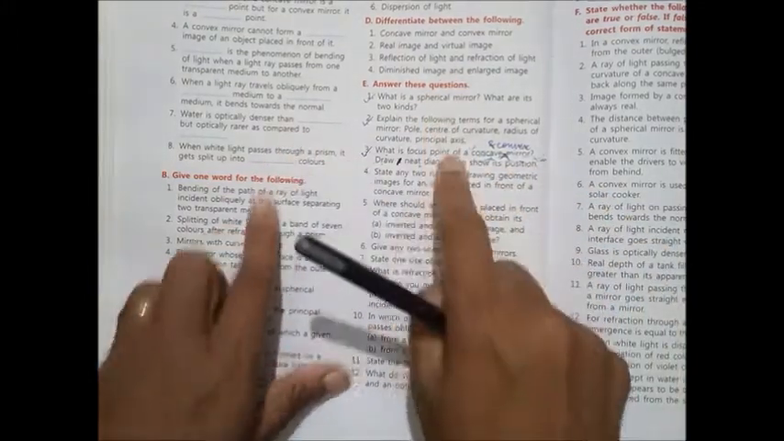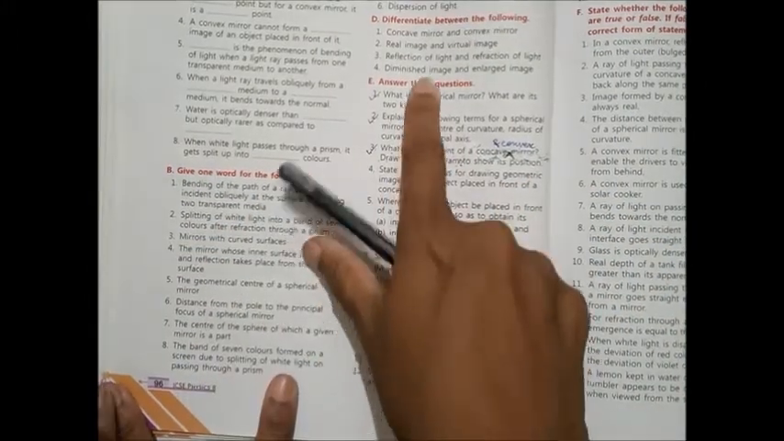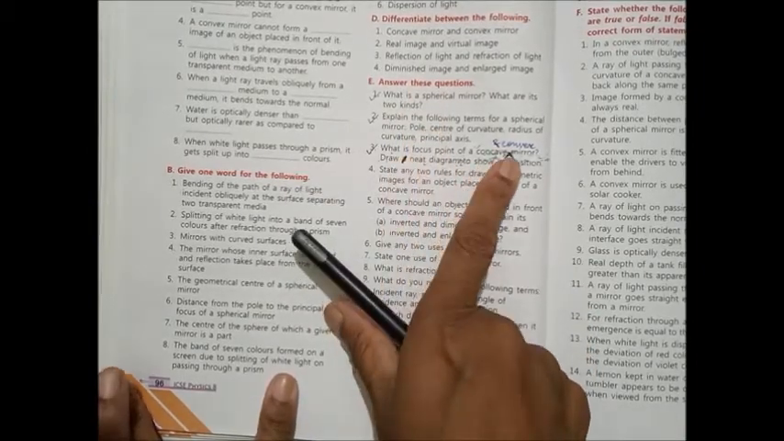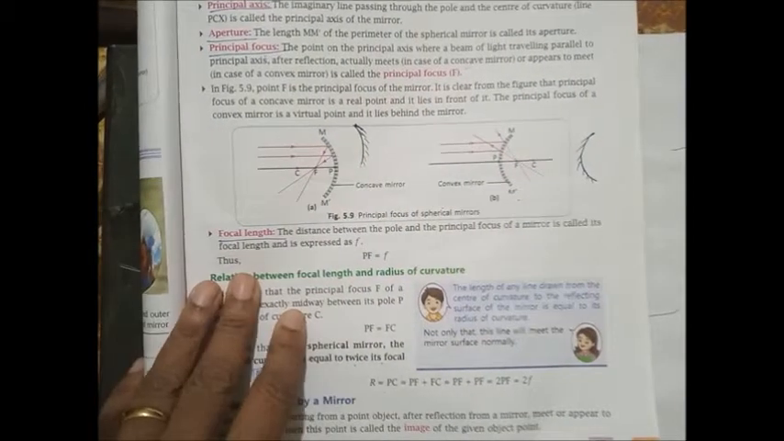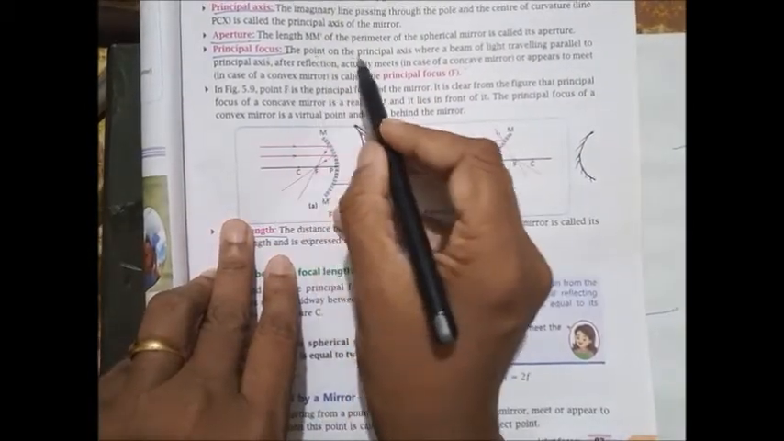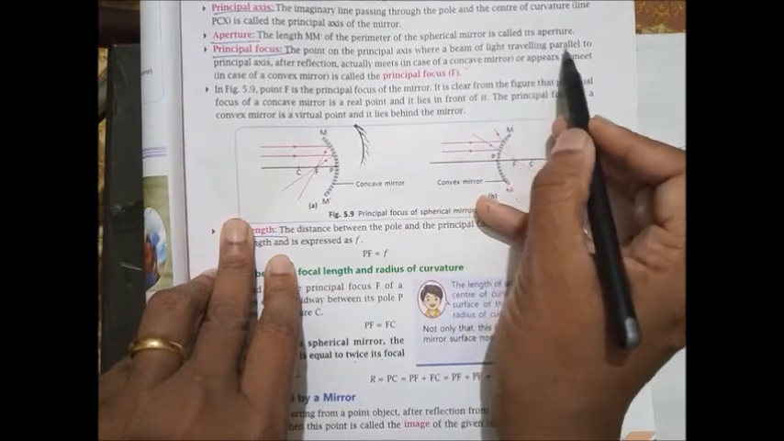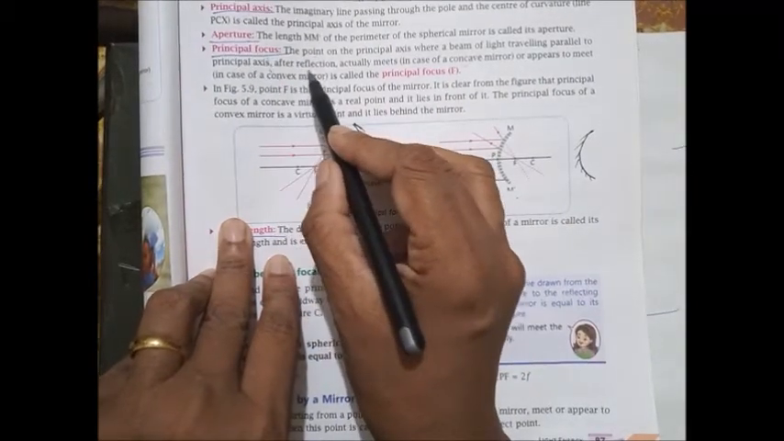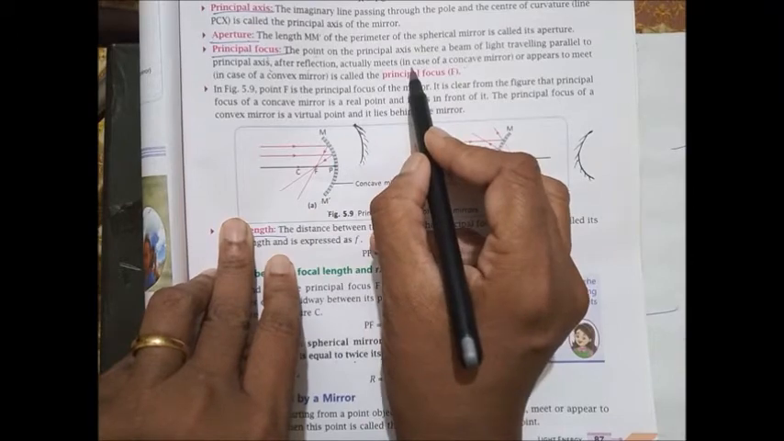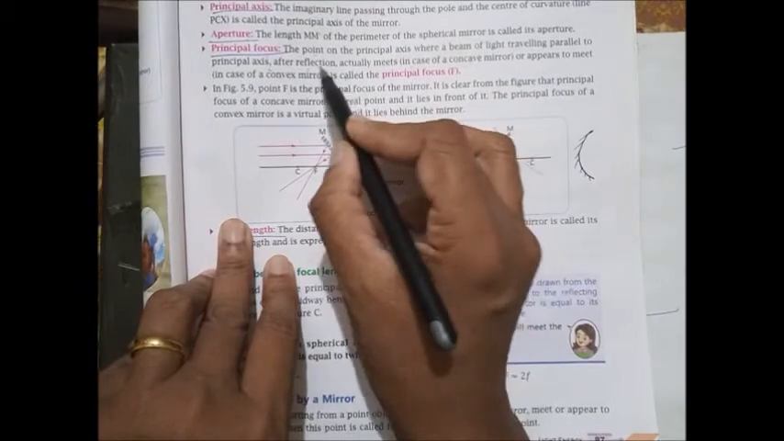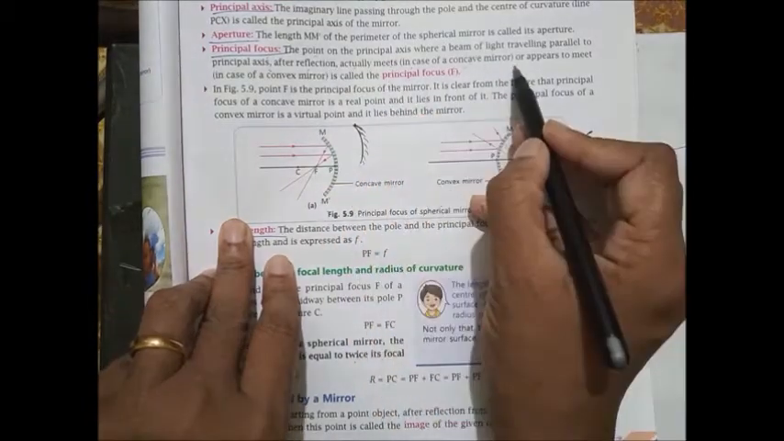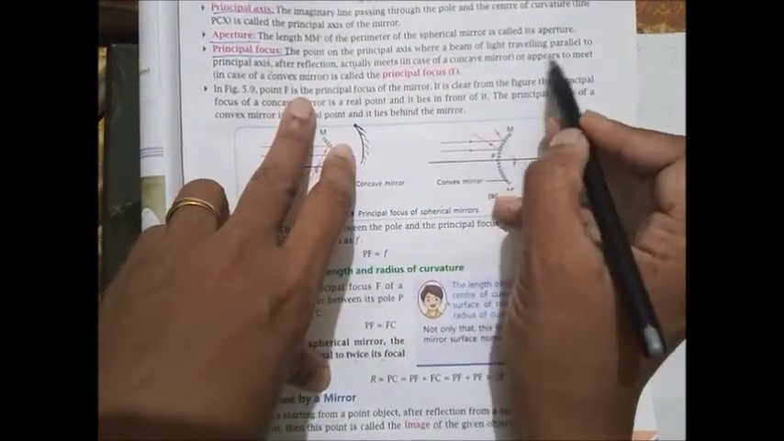Okay, so you have to write the answers for these 3 questions. These 2 are simple, direct. Now, what is the focus point of convex and concave mirror? As I told you, the principal focus definition: the point on the principal axis where a beam of light traveling parallel to the principal axis, after reflection, actually meet. So if they ask you the principal focus of a concave mirror, you will write 'actually meet'. If they ask you about a convex mirror, 'they appear to meet'.